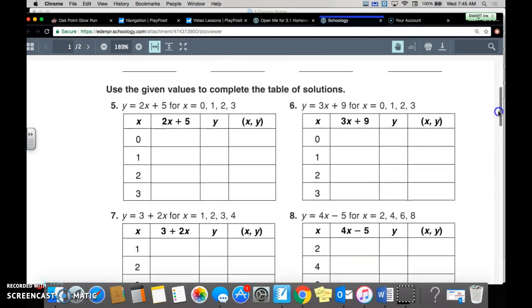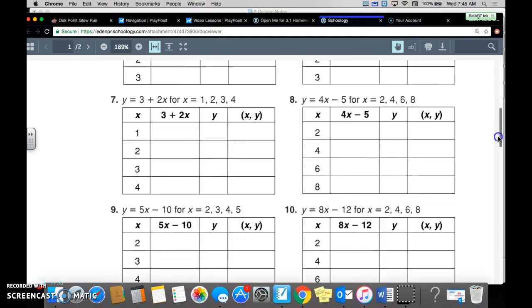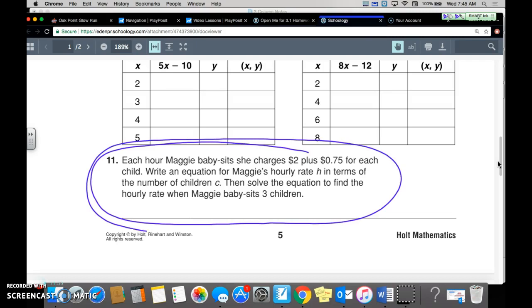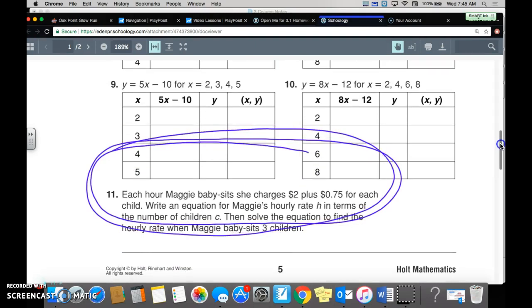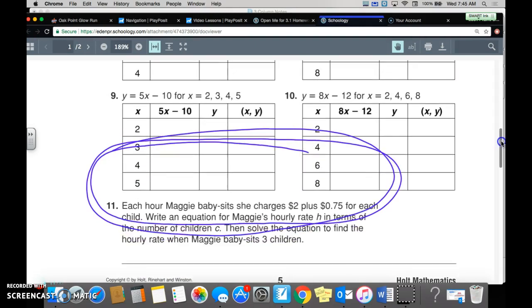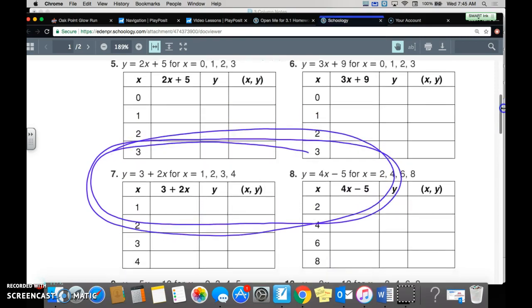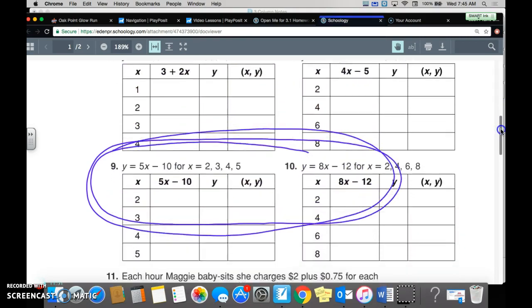You can see your tables here. Number 11, you have to write an equation, which is something we've been doing now for a couple of chapters, and solve it. So I need work on number 11. As far as your tables are concerned, if you want to make your tables 4, 9, 7, and 5, that would be great. If you just want to plug in and keep track of what you're plugging in for the numbers, that'd be great.